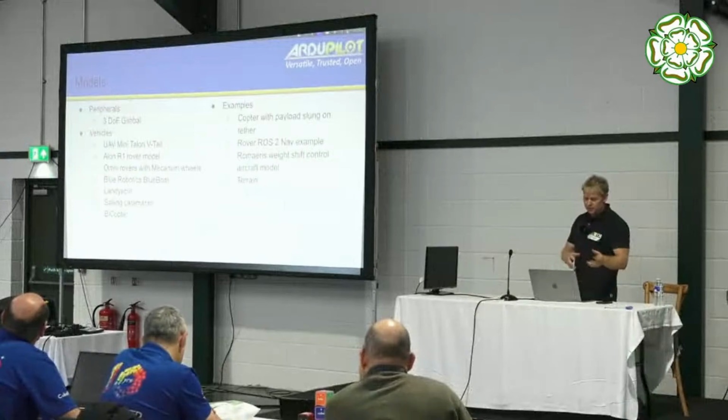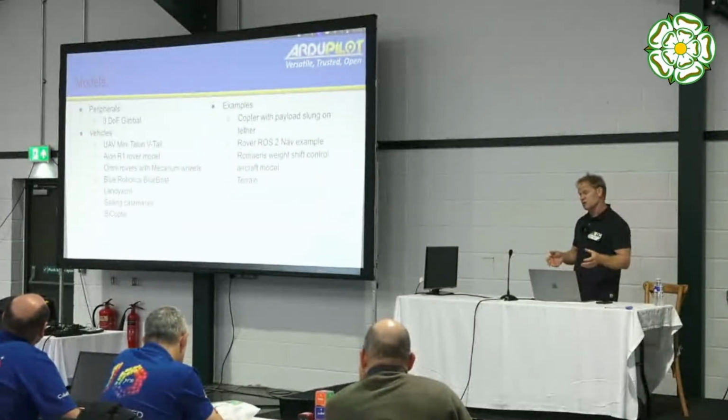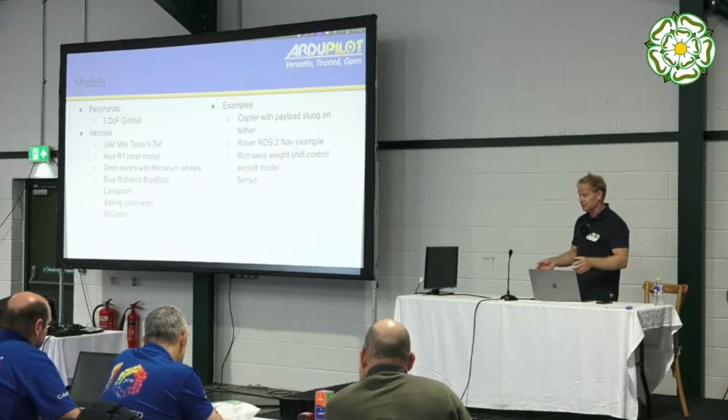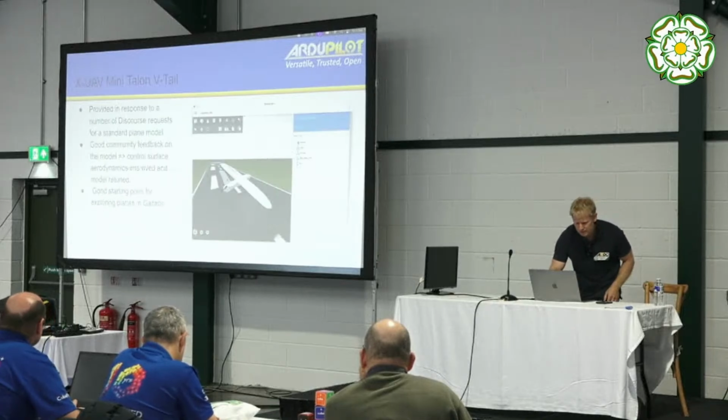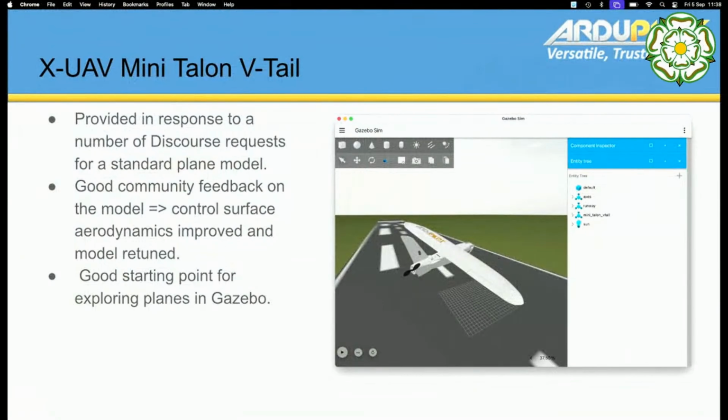Some of them have specific applications. Some of them it's just nice to have a standard example of a particular type of vehicle. Some of them are just for a bit of fun, really. So the Mini Talon, it's just a straight plane, and it came up again and again: why don't we have a straightforward plane in Gazebo? And now we do. We had really good feedback from the community on putting this together. People weren't quite happy with the tune. They wanted the control surfaces adjusted.